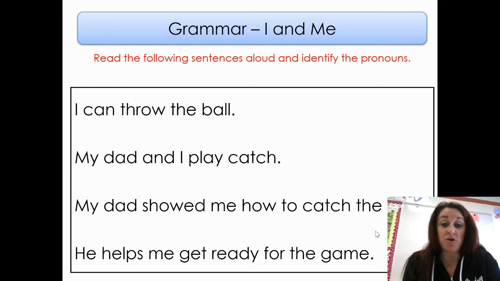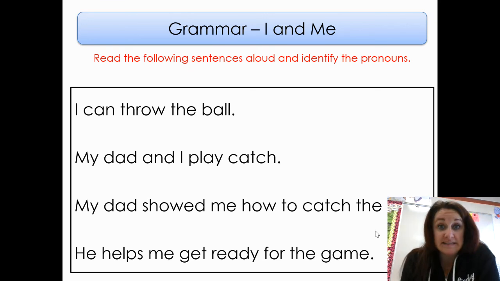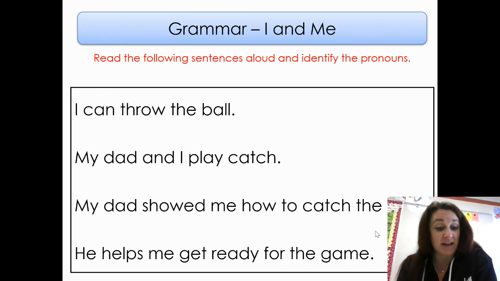"My dad showed me how to catch the ball." What is my pronoun here? Me. Very good. Now, my subject is not me. My subject is my dad. My verb is showed, right? Since me comes after, it's not going to be the subject, but it is still our pronoun. And let's look at the last one. "He helps me get ready for the game."